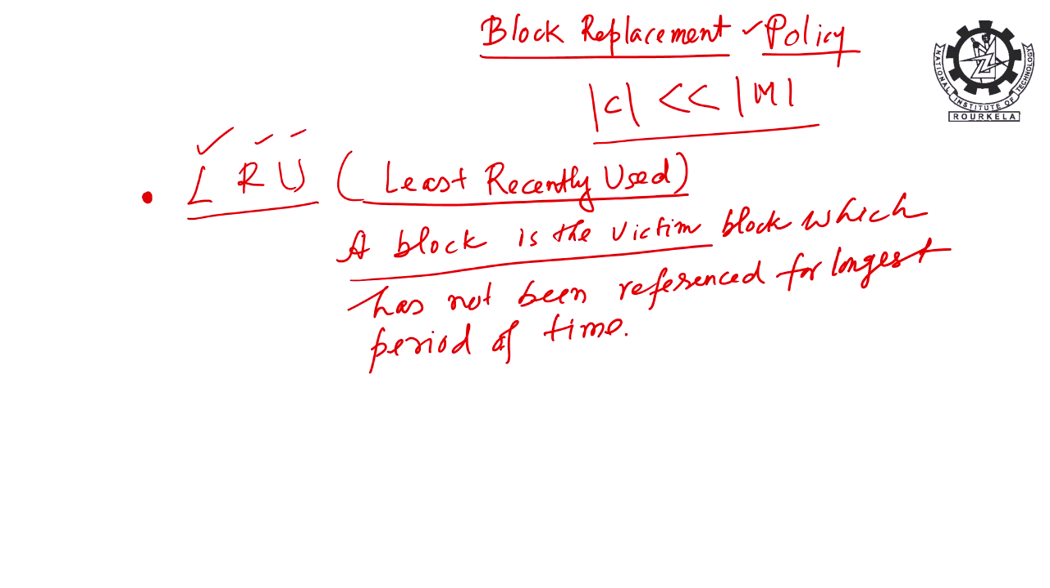So we should find a block. Suppose you have a cache memory with 4 blocks and all 4 blocks are full, then you need to find the block which has been referred to long before. That is the victim block, and we will replace it with the incoming block. That is the least recently used replacement policy. So how do you implement this?